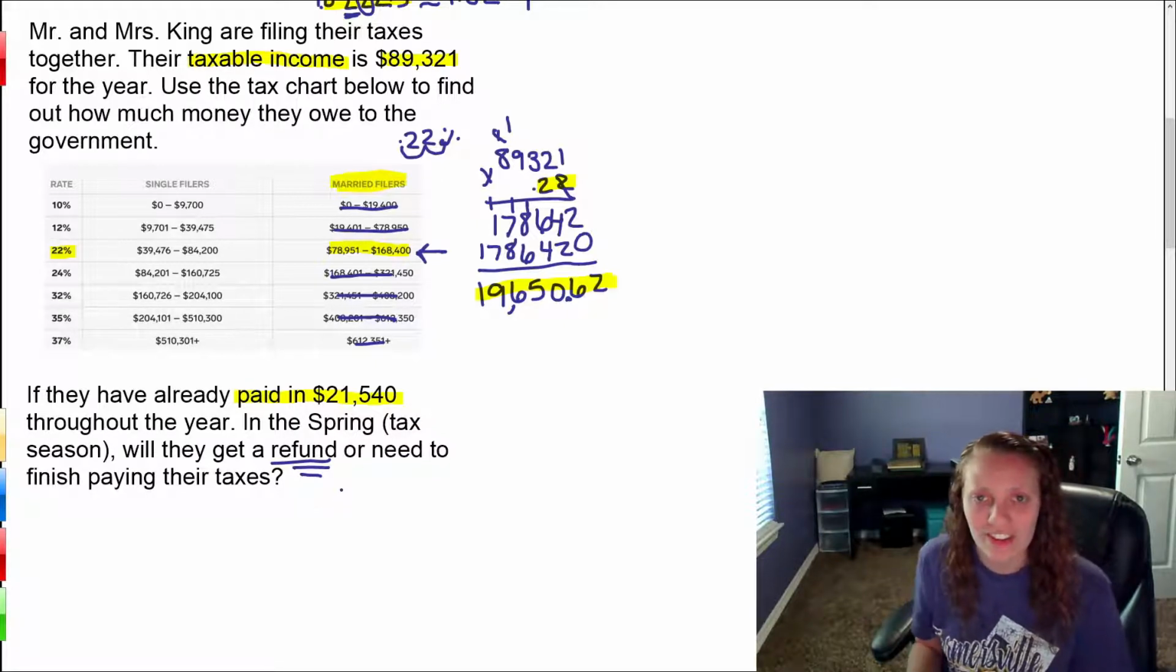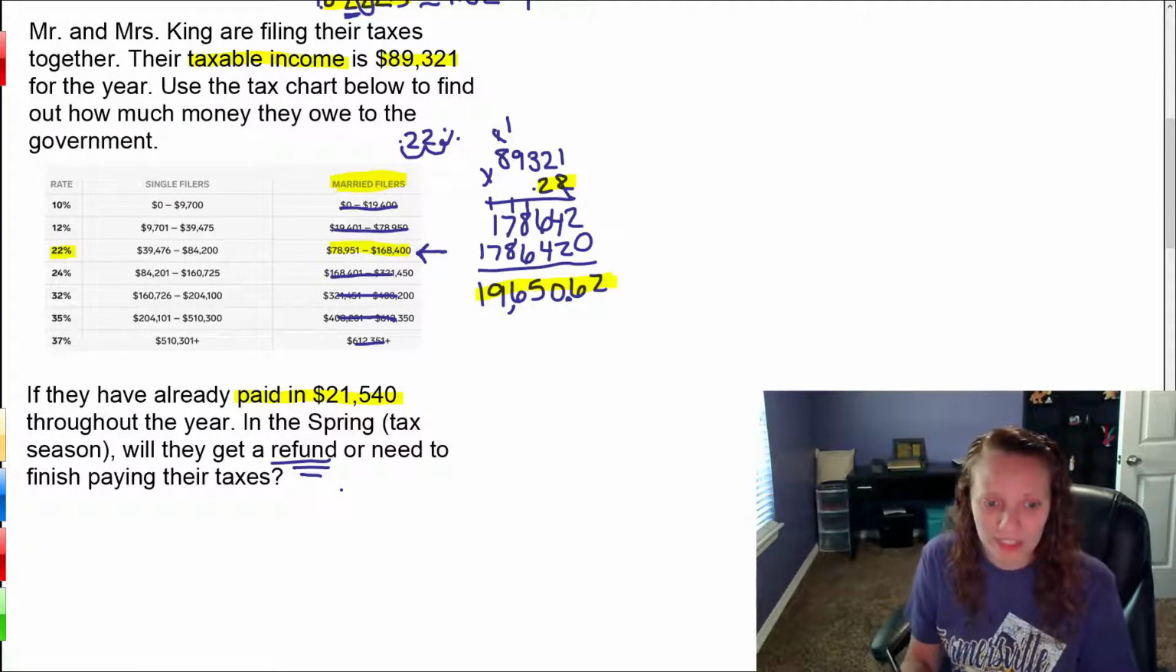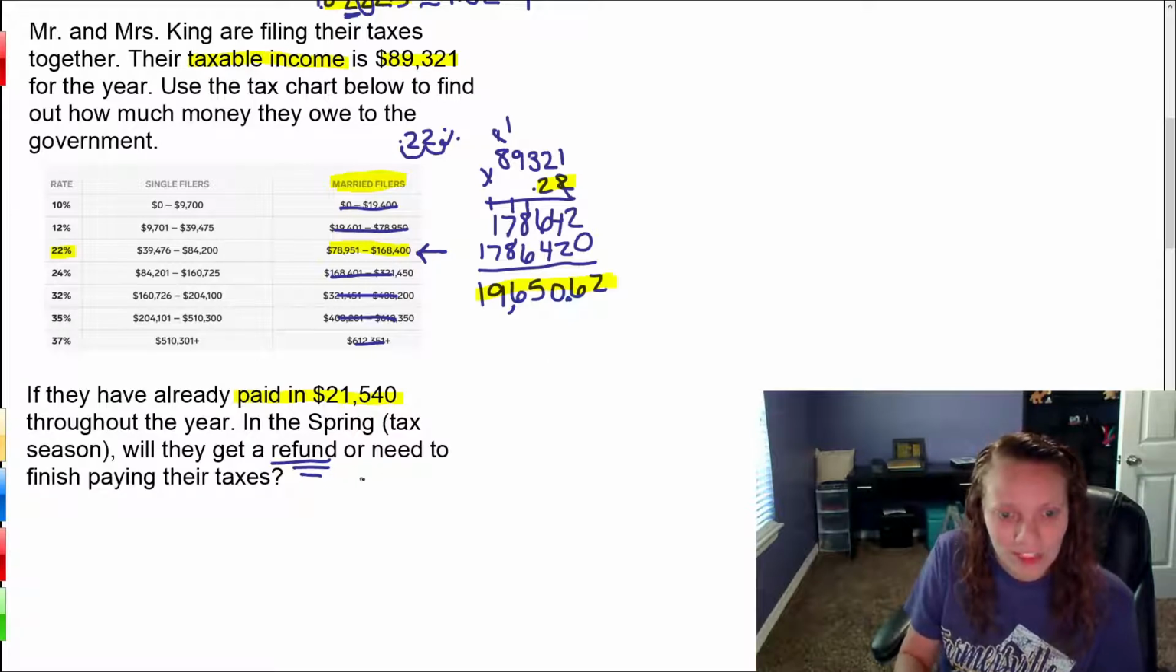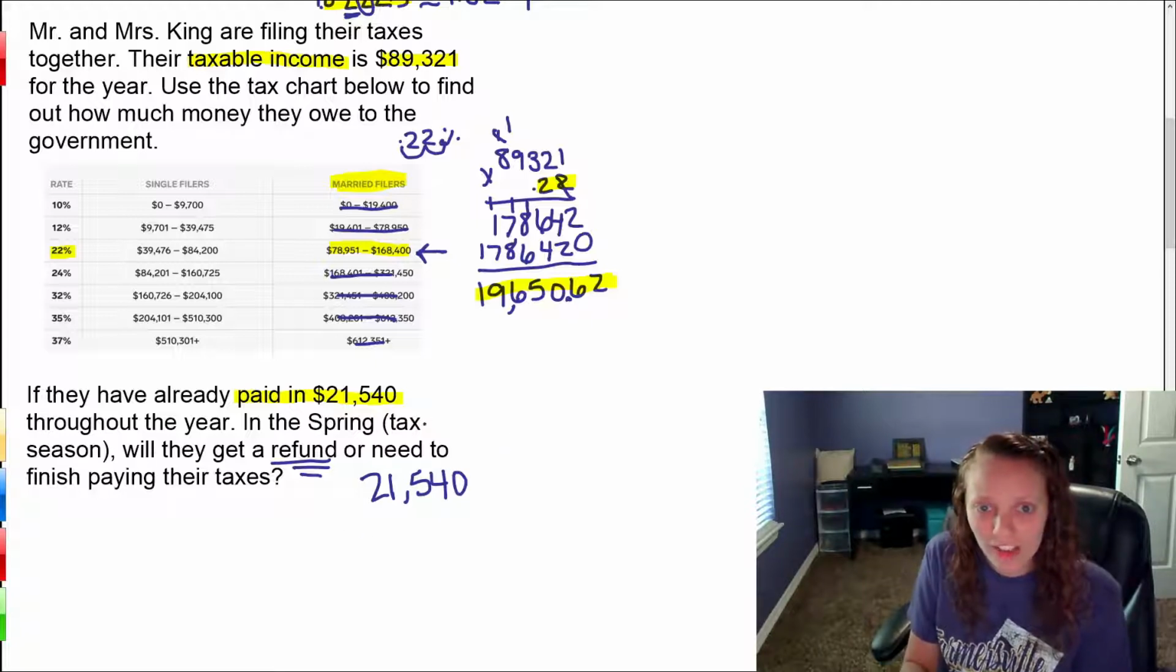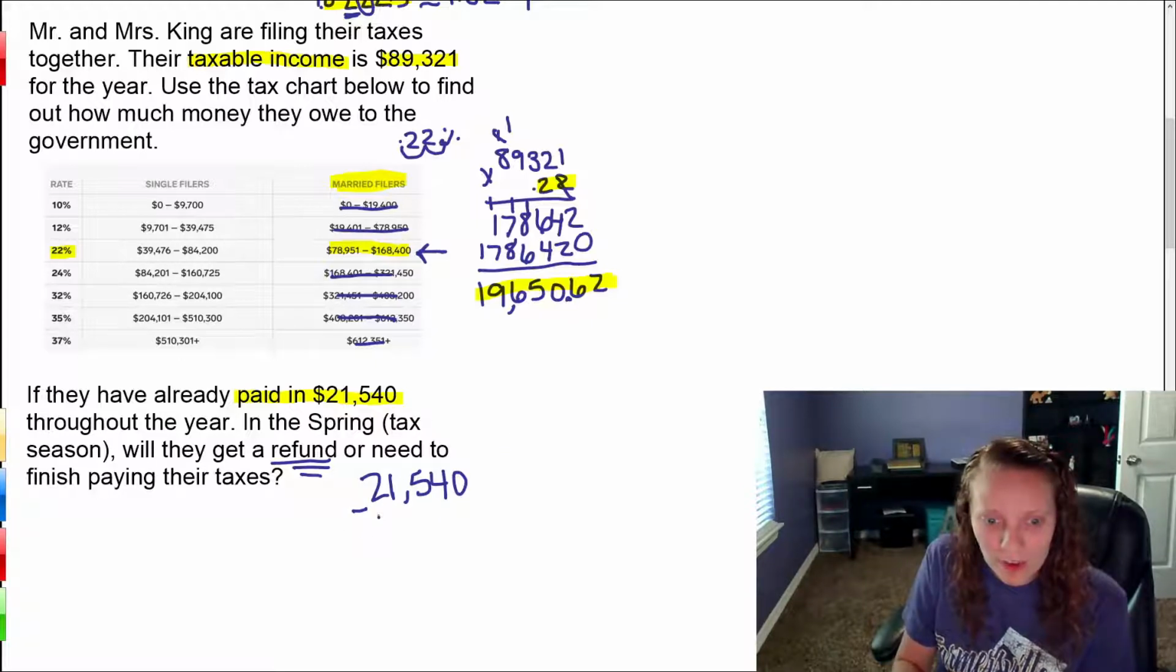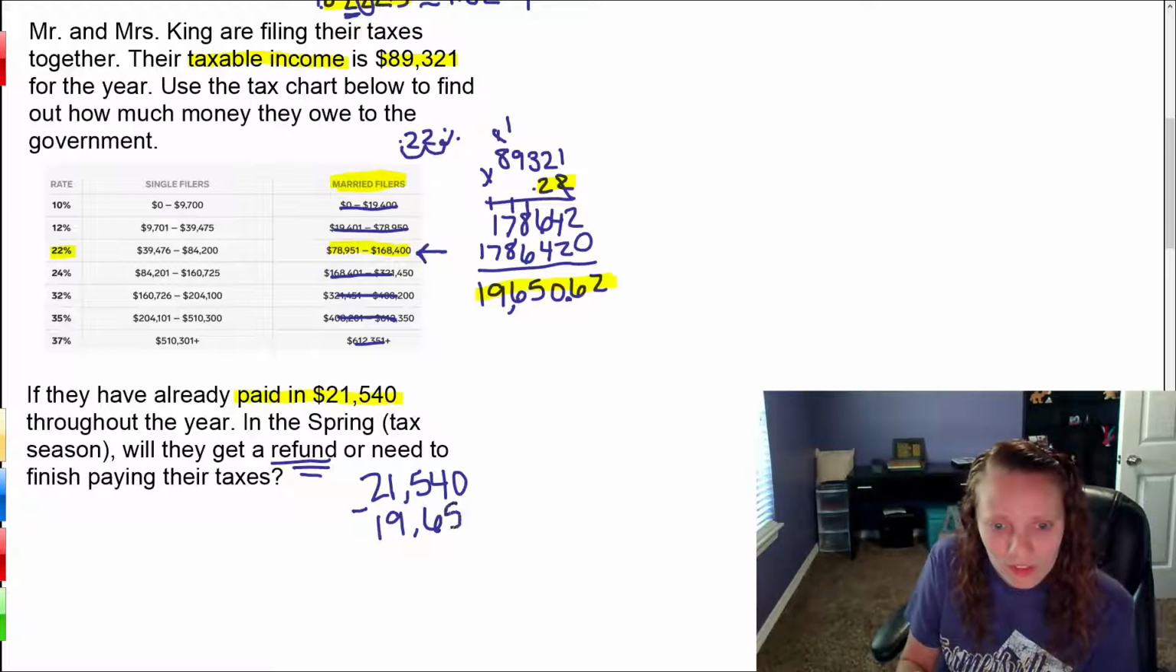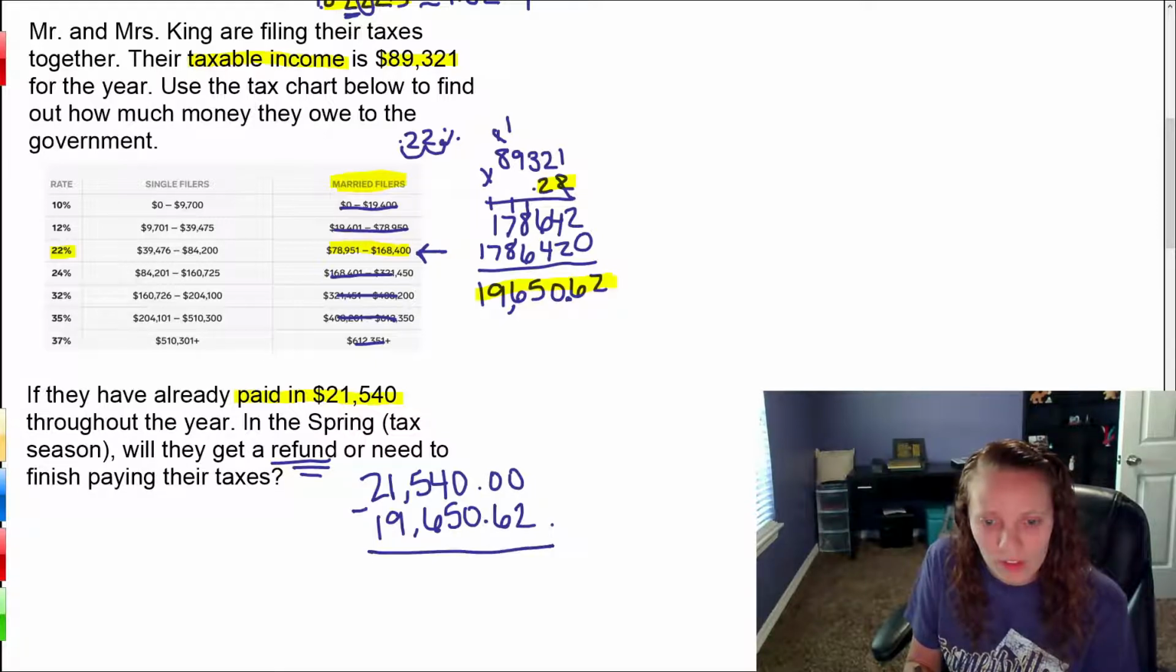So we're just going to find the difference between the two numbers, and to find the difference, that just means to subtract. So we're going to take $21,540, which is what they've been paying in all year, and subtract it by what they actually owed. Now, since this has a decimal on the end, I'm going to add a 0.00 to our first number. I need to do some borrowing.